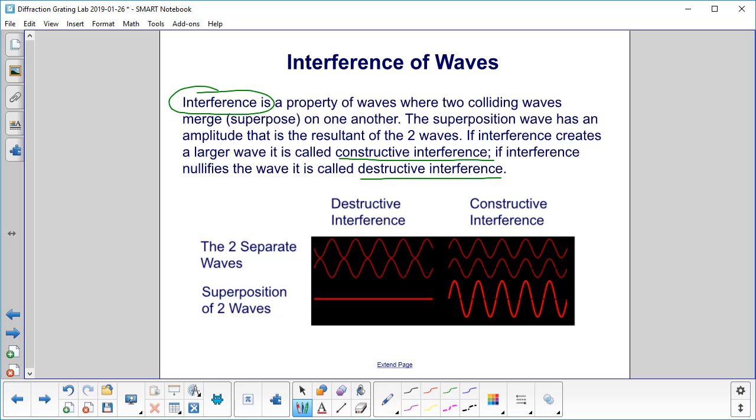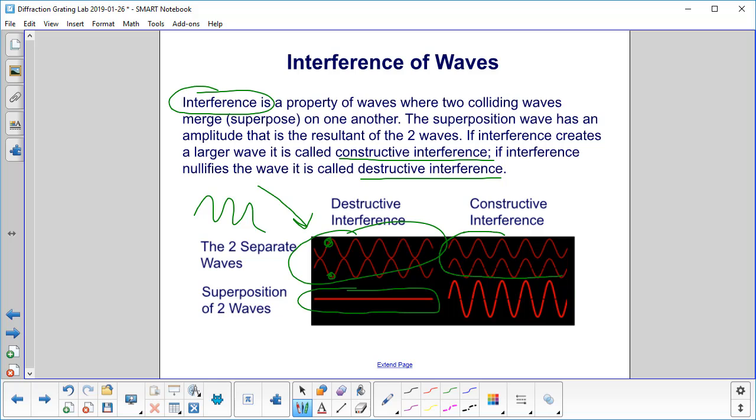So here we have two waves. In the first case, if we add these two together, you get a flat line here. That's destructive interference, right? Every maximum here is balanced off by a minimum here. You add them together, you get zero. Constructive is when they're in the exact same position. So the maximum match and the minimum match, when you add them together, you get a bigger wave in the same shape. That is constructive interference.